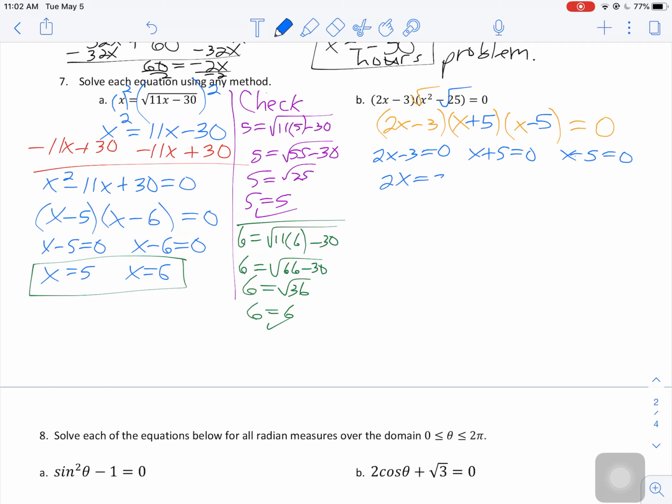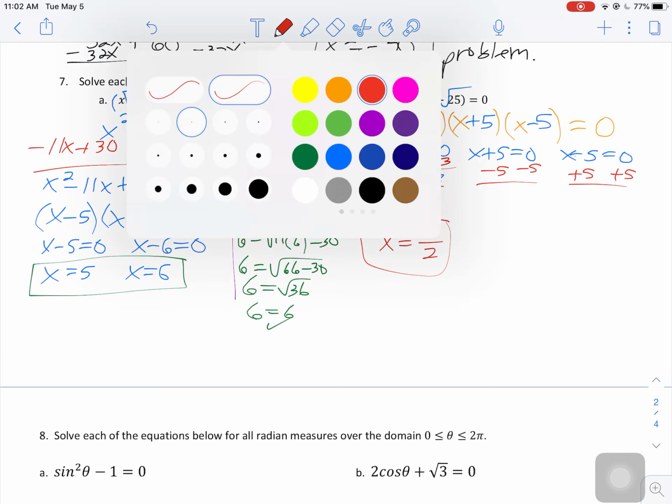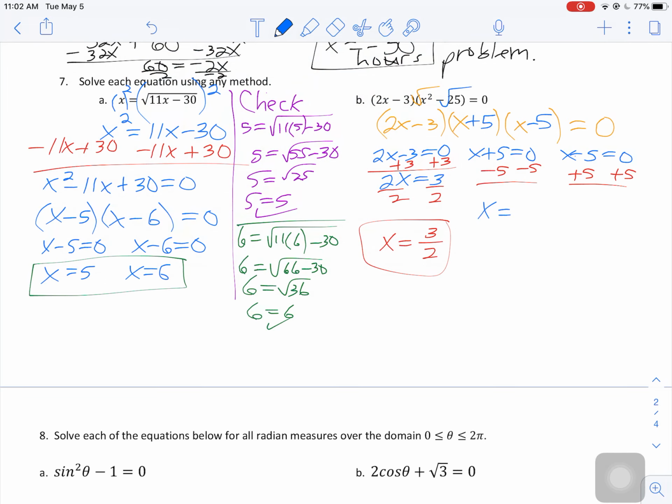So 2x equals 3, since I'm adding 3 to both sides. And then divide by 2, divide by 2. So 3 halves is one of our answers. And then subtract 5, add 5, add 5. And we're getting x equals -5 and x equals +5. So you have all three of those answers.